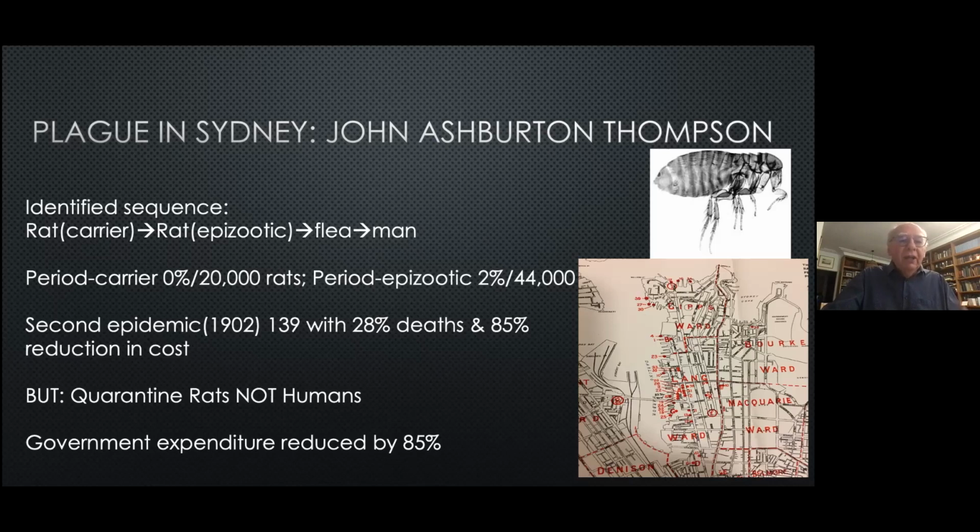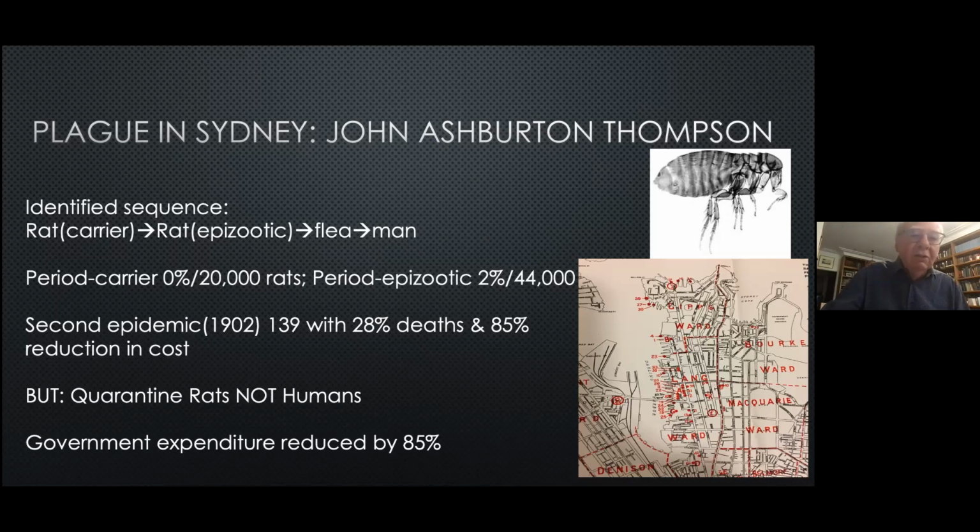So when the second epidemic came in 1902, there were far fewer patients because now Ashburton-Thompson was able to do what he wanted to do, and that is not isolate the human, but isolate the rat and get rid of the rats. It made no sense to fill up the quarantine stations with humans because it wasn't the human that was spreading the disease from human to human, it was the rat to the human. And this made a huge difference.